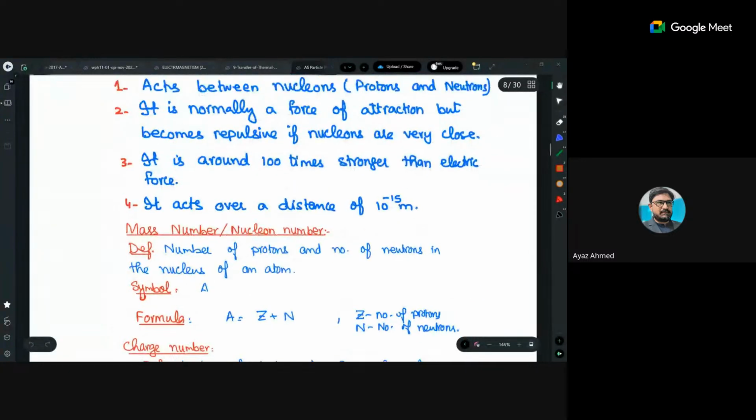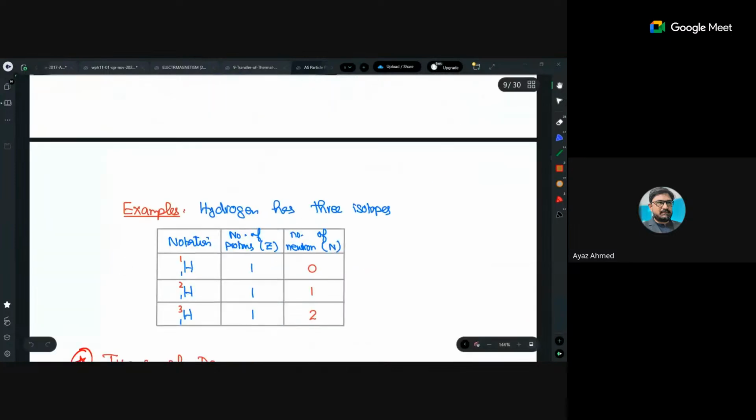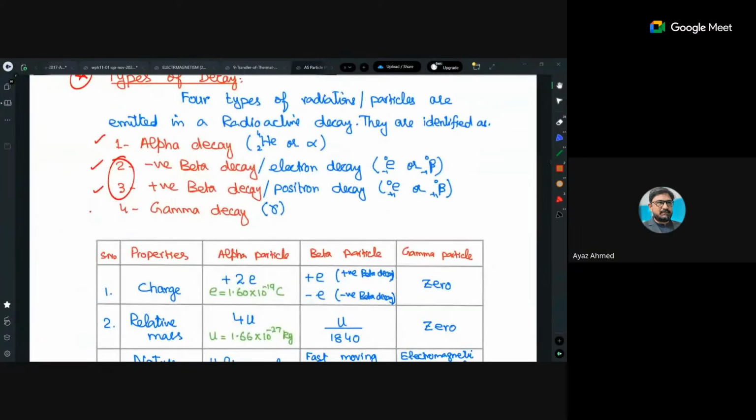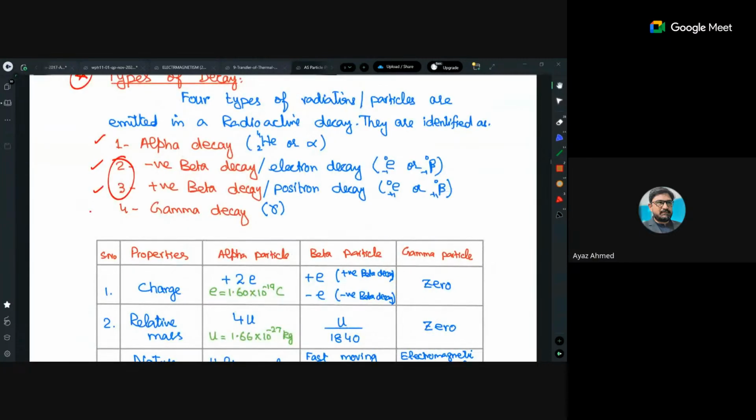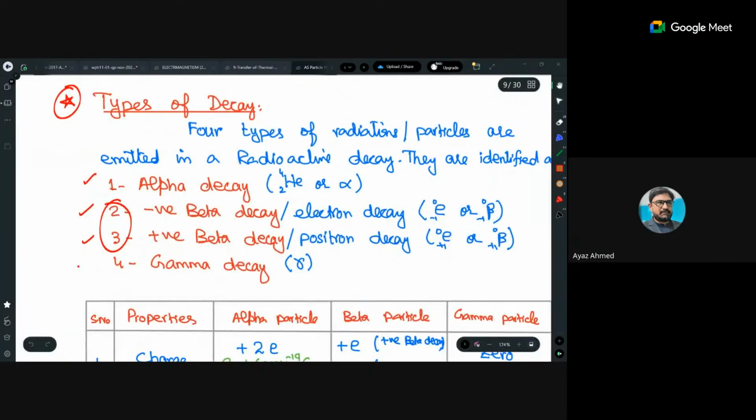Yeah, we have discussed all these types of particles, types of decays. The area we were going to discuss today is the types of decays. That is basically the part, the phase of particle physics.